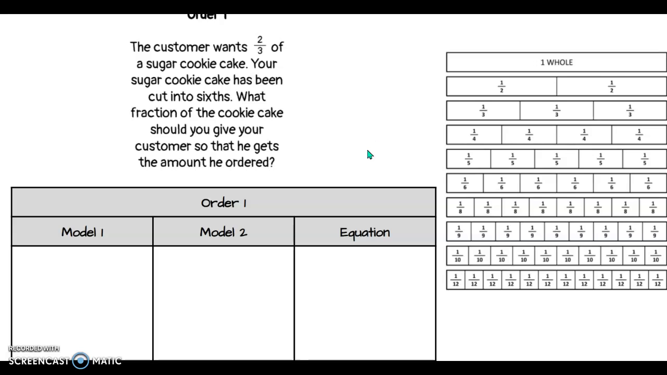So let's look at this paper. You should have this paper in front of you. If you don't, please pause it and get it. So here's what it says. We are cookie bakers, and we have to place some orders. So here's what order number 1 says.